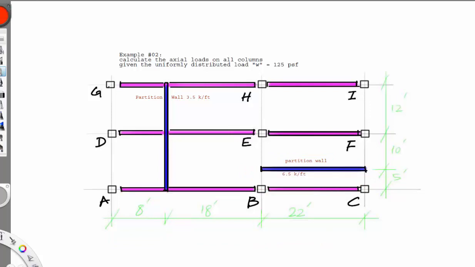We start with taking a strip in the short direction of 1 foot width, and that will be this. So this is a 1 foot wide strip. This is 1 foot. And of course the uniform load is 125 pounds per square foot. So if we take a section here, it will be like that, and of course these will have reactions.